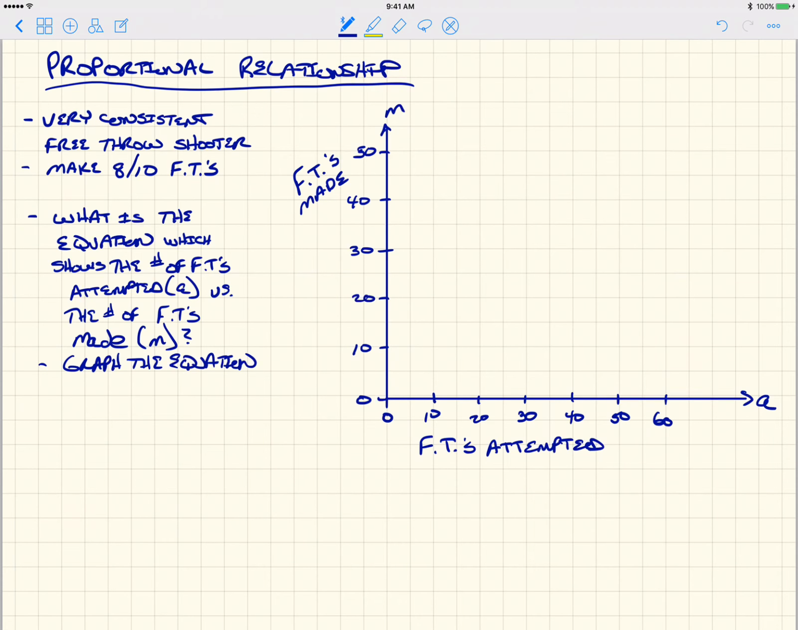So, we have a couple of questions based on my free throw shooting abilities. What is the equation which shows the number of free throws attempted versus the number of free throws made? All right, so let's talk about that first.